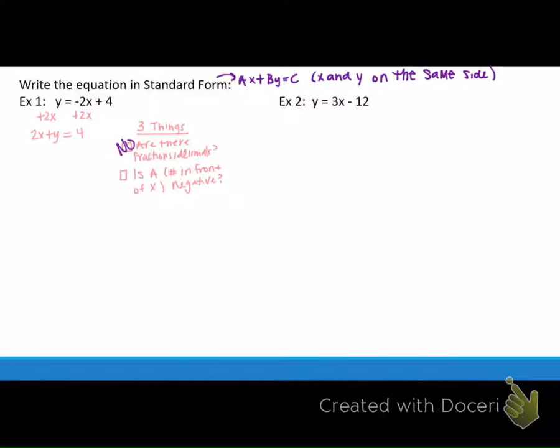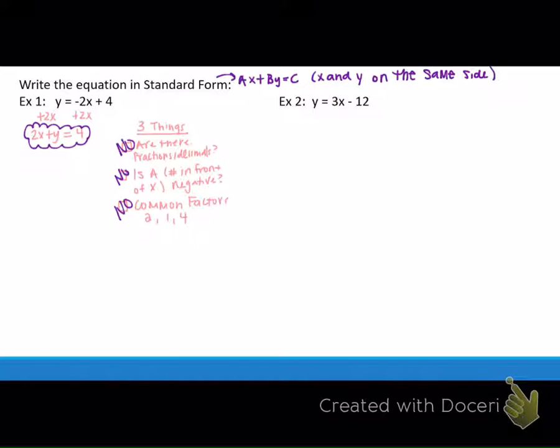We'll talk about each of those cases throughout the notes today. Are there any common factors? Well, there's a 1 in front of y. So, is there a common factor of 2, 1, and 4? I'm taking the numbers in front. If 1 is the common factor, then there's no common factors. So this one is in standard form because you've been able to answer no to each one of those questions.